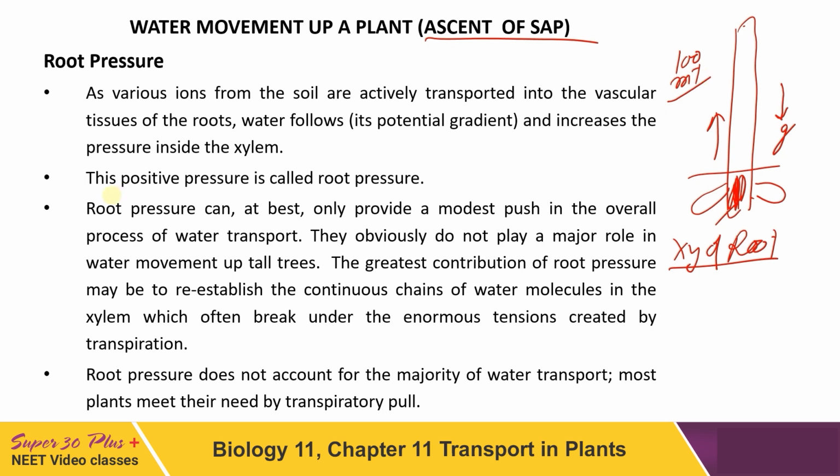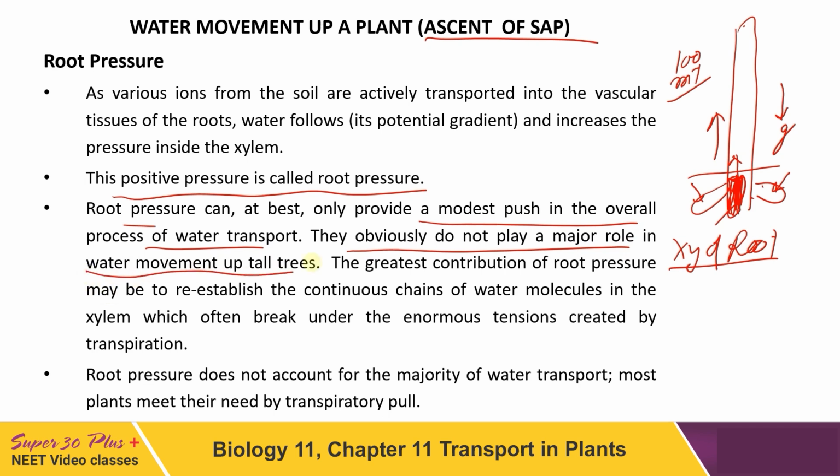One of the theories is root pressure. Here the root absorbs water continuously, and because of this continuous absorption, the water already present in the root xylem may be lifted up. That is, the root exerts a pressure. Root pressure is very small. It can provide a modest push to the overall process of water transport. It doesn't play a major role in tall trees, because tall trees require great pressure.